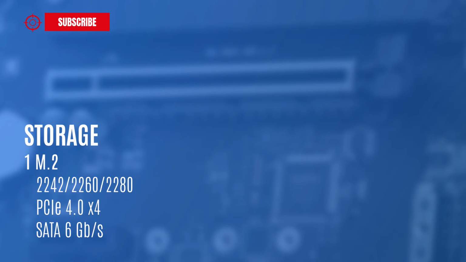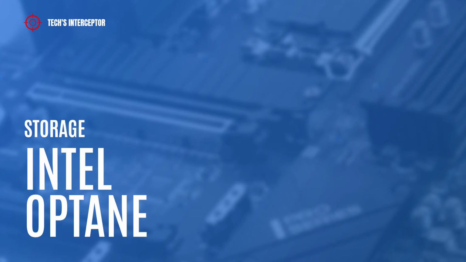And one M.2 slot supports types 2242, 2260, 2280 storage devices at PCI Express 4.0 full mode and SATA 6Gb/s. 3 M.2 slots of these support Intel Optane memory.